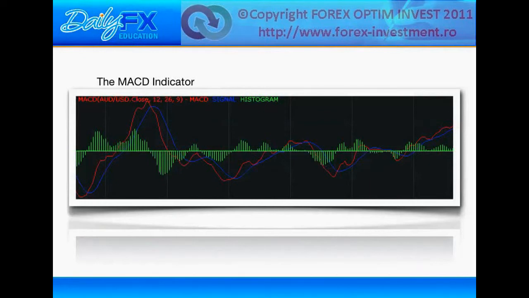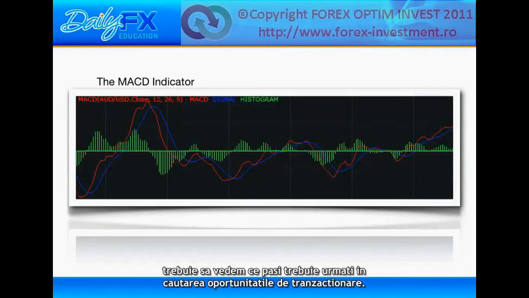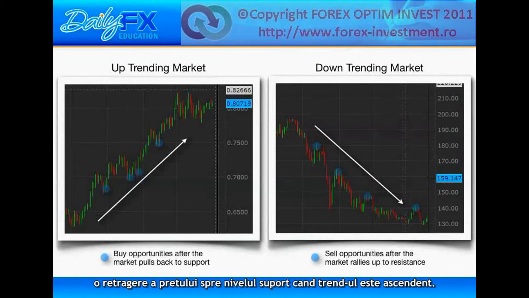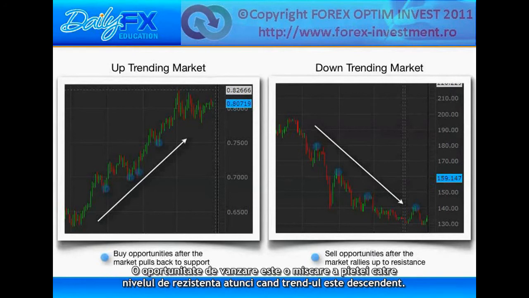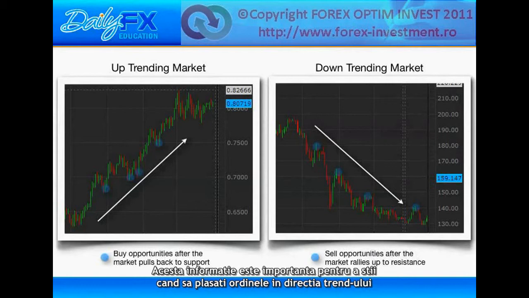Before discussing how to use this indicator to time your entries and exits, let's first address some steps you can take to identify when to look for trading opportunities. The situation to look for in a potential buying opportunity is to note a pullback down to support when the market is in an uptrend. A potential selling opportunity is a rally up to resistance when the market is in a downtrend. The reason for this is so that you can make sure to place trades in the direction of the trend.